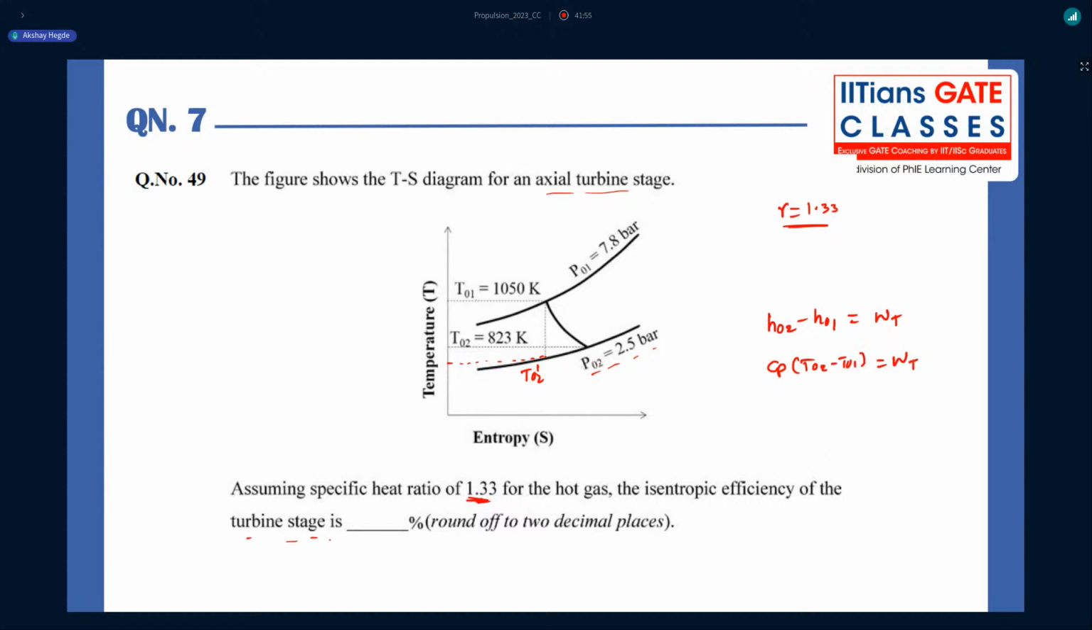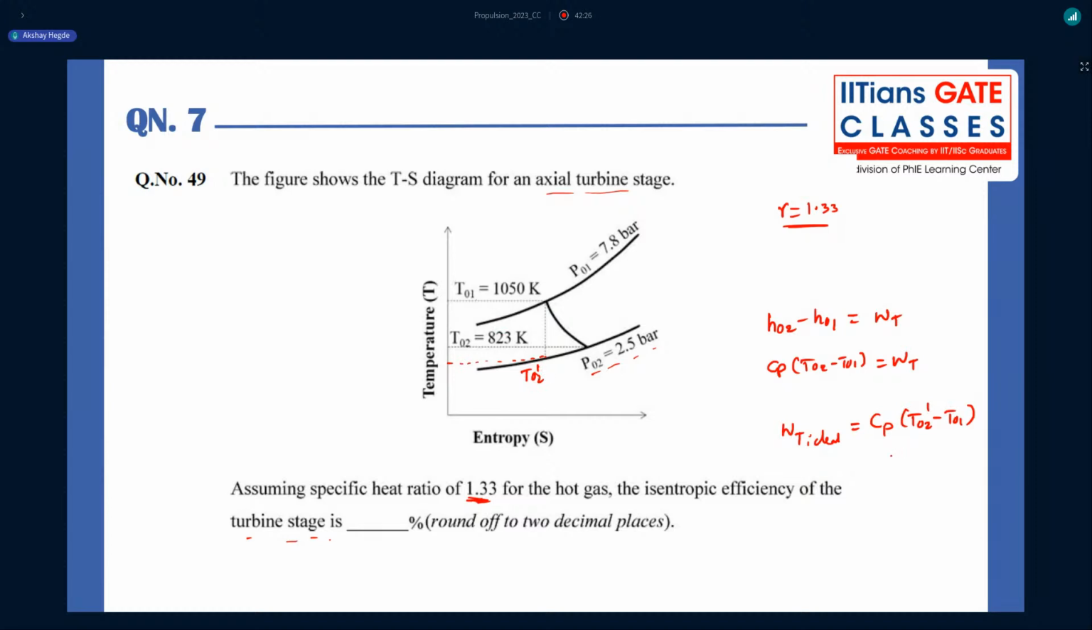So if the turbine is able to do the work purely in an isentropic manner, that means on a constant entropy line, you would have experienced the ideal expansion. So the work transfer is going to be Cp times T02 dash minus T01. Instead of that, you are getting only T02 minus T01. This is less than the ideal work.